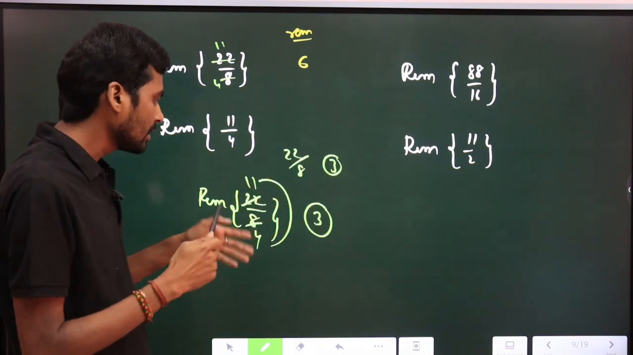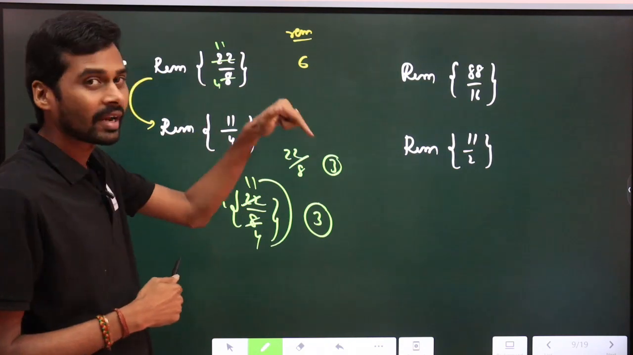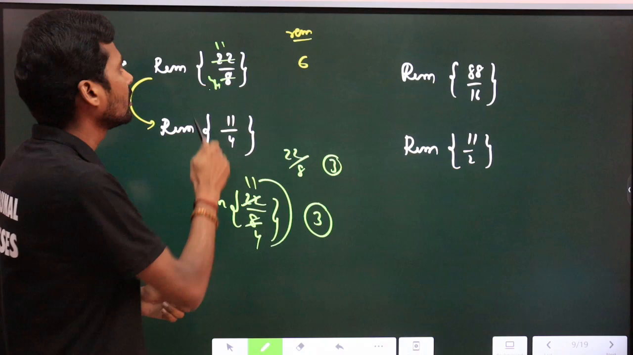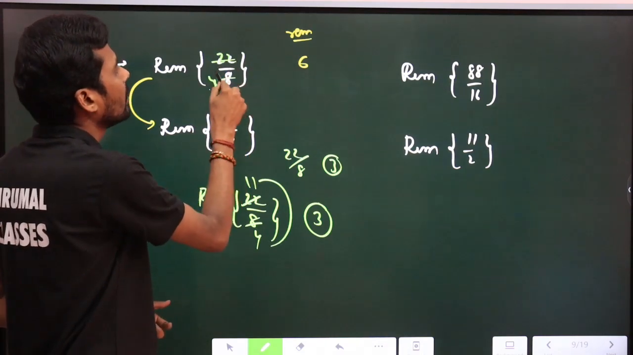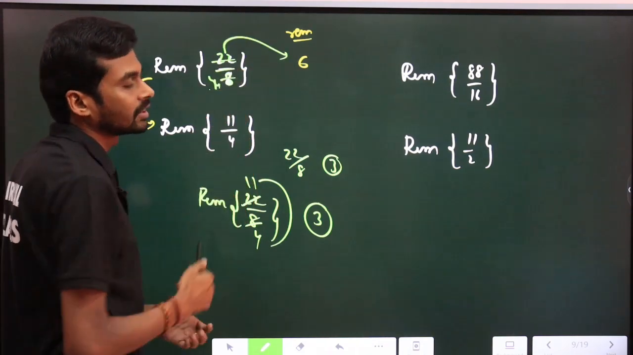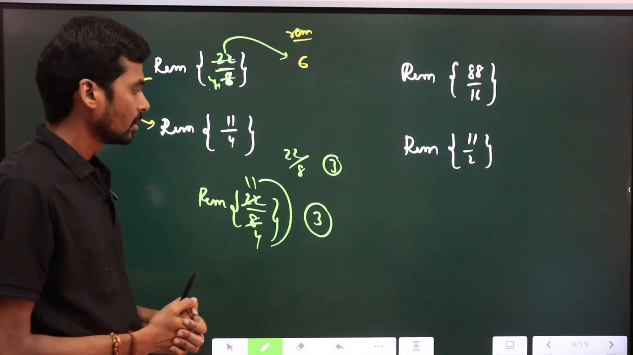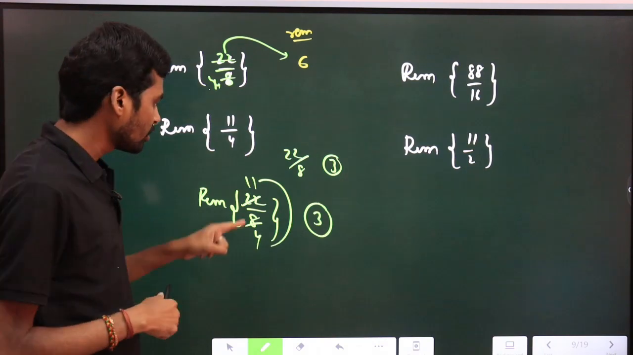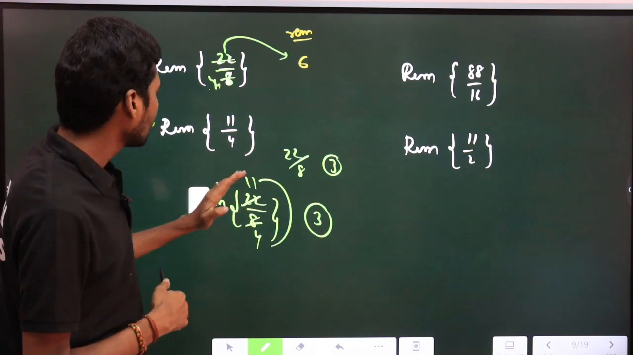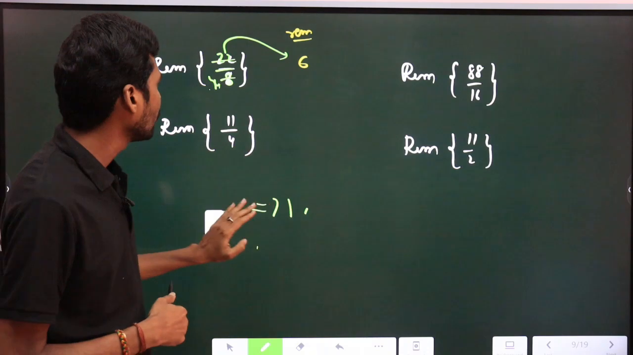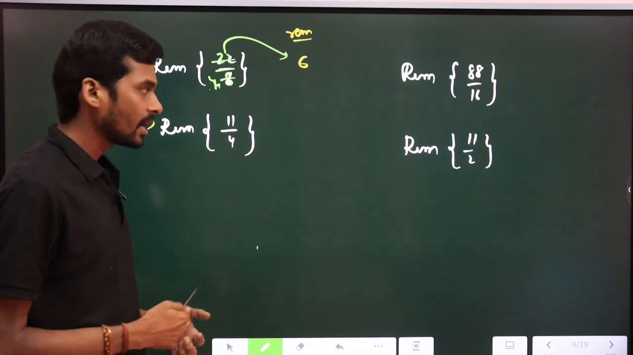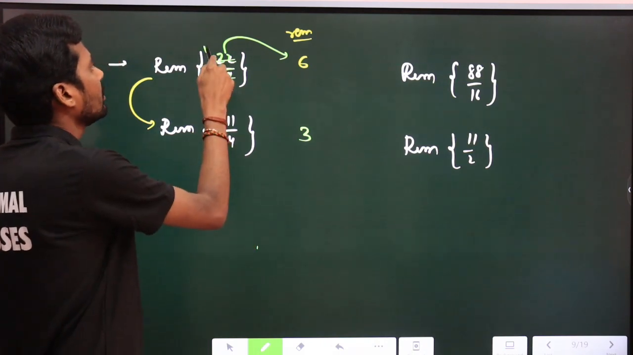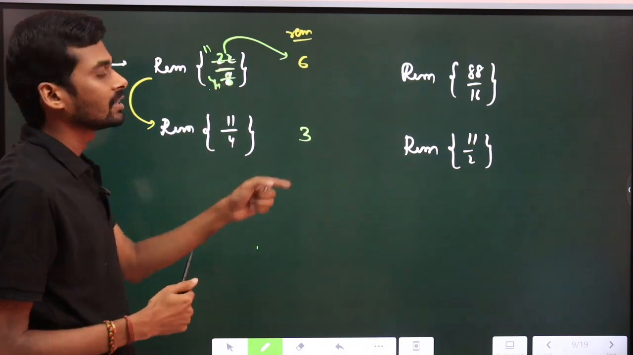That means you should not simplify it while finding the remainder. When I have the remainder of 22 by 8, the direct remainder is what? 22 by 8 means 8 times 2 is 16, and the remainder is 6. You should not simplify this form and then find the answer. If I simplify it, the remainder of 11 by 4 is, 4 times 2 is 8, the remainder is 3. So if I take 2 11s over 2 4s, the answer is 3.